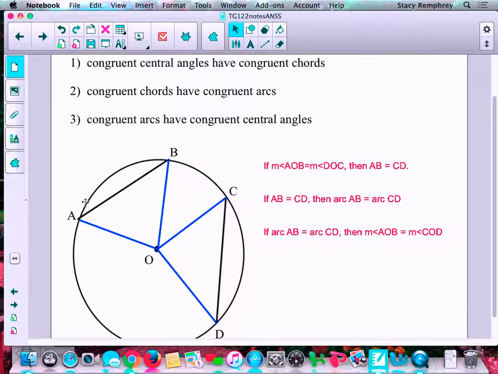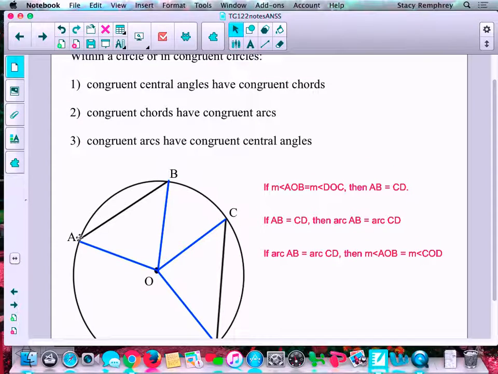Okay. The converse of that: if I tell you the chords are equal, AB is congruent to CD, you can say that the arcs are equal. And if the arcs are equal, then the central angles are equal, which is something we should already know. So these are all kind of saying the same thing. If you have congruent chords, the central angles will be congruent, and the arcs they cut off will be congruent as well.